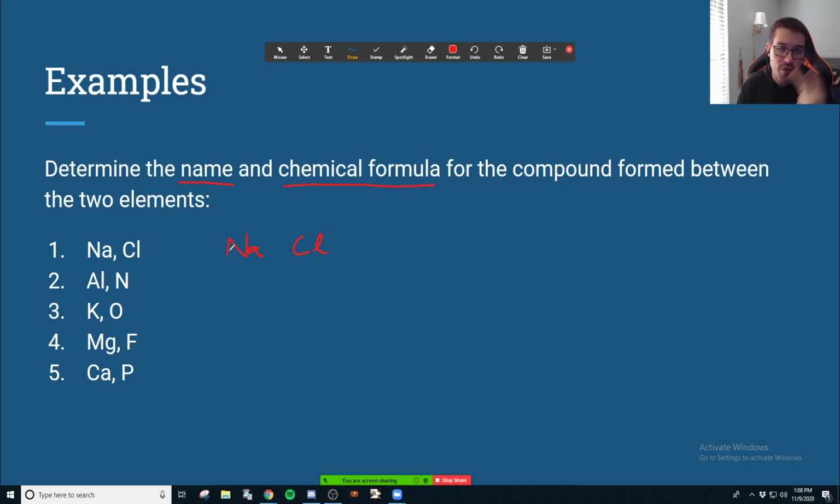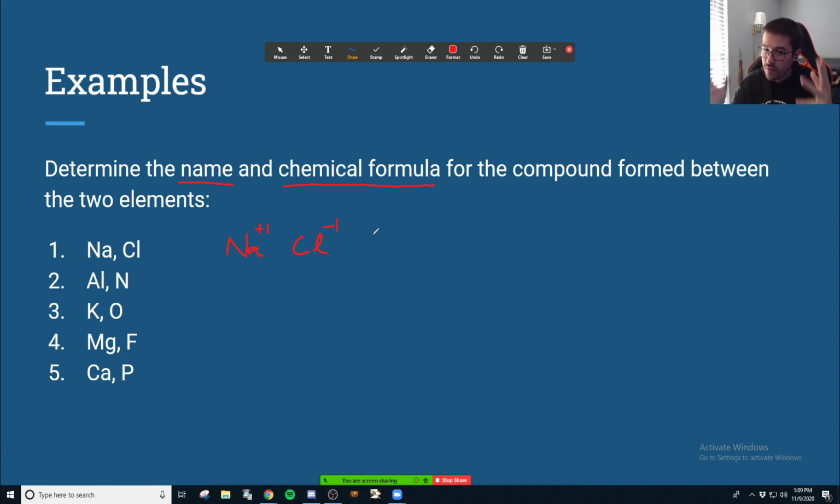Step 2, if you think back to the previous slide, is to identify or predict the ionic charges that are going to be on these different elements. That's where you use the periodic table. Sodium is in the first column, all the way off to the left of the periodic table. It's going to have a positive 1 charge. Chlorine is sort of the opposite. It's almost all the way over to the right of the periodic table, in the column that has negative 1 charges. So step 1, write the ingredients. Step 2, identify the charges on those different elements.